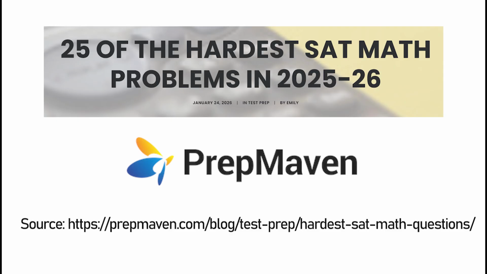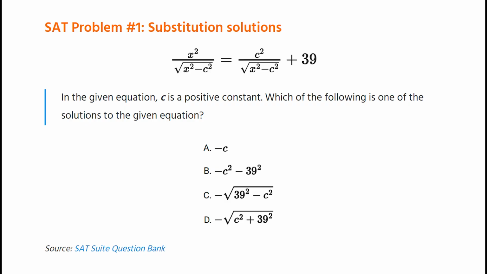So, in this video, we'll be tackling problem number 1, which is, we're given an equation: x squared over the square root of x squared minus c squared equals c squared over the square root of x squared minus c squared, plus 39. And it says, in the given equation, c is a positive constant. Which of the following is one of the solutions to the given equation? Negative c squared minus 39 squared, negative square root of 39 squared minus c squared, or negative square root of c squared plus 39 squared.